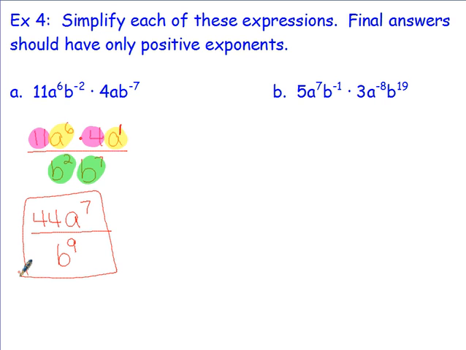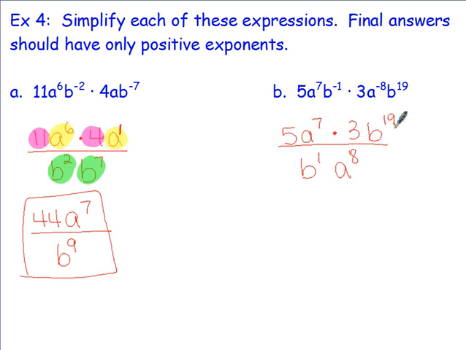Let's look at B. Identical kind of problem. No parentheses, but we have some sad guys. 5, happy, stays on top. A, happy, stays on top. B, sad, goes to the bottom to become happy. 3, happy, stays on top. A, sad, goes to the bottom to become happy. B, happy, stays on top.